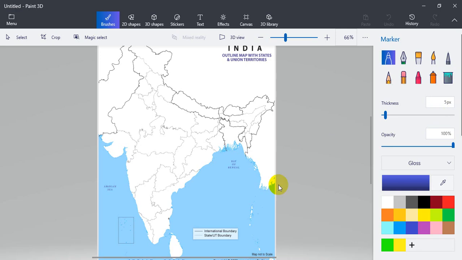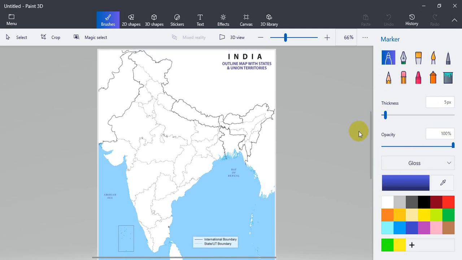Now today I am going to proceed with the map pointing of the two chapters. Chapter number 4, that is agriculture, and chapter number 5, that is mineral and energy resources. Now as per your board syllabus, the plottings for your agriculture chapter, number 1, are the major areas of rice. I am proceeding with the marking of the major areas of rice.